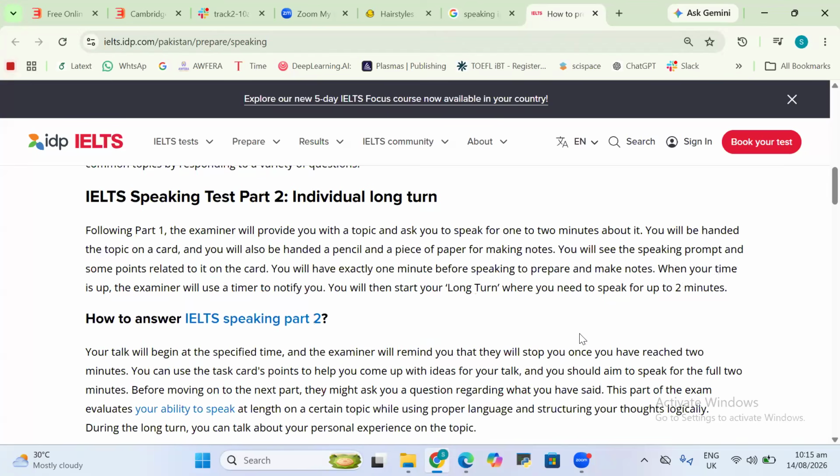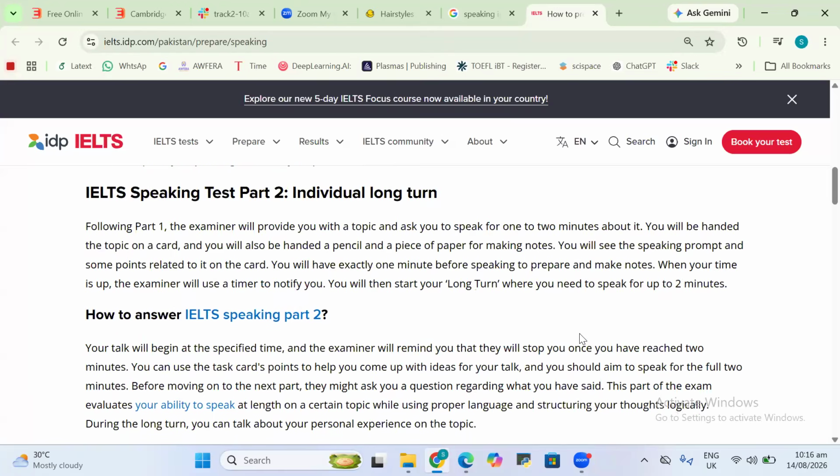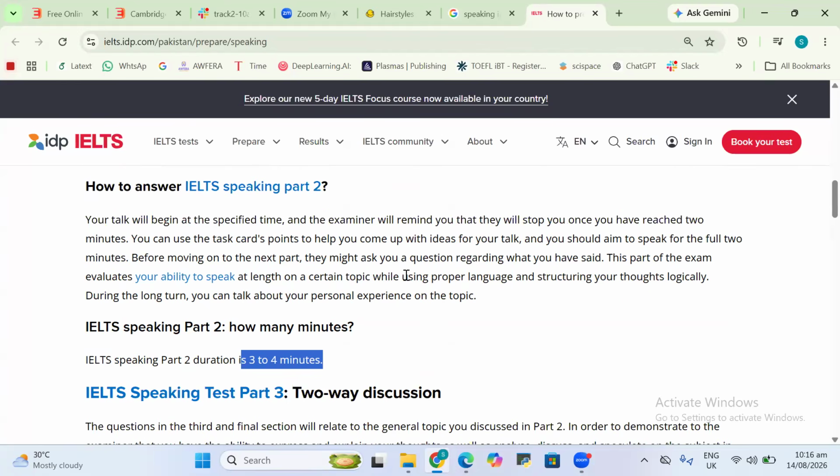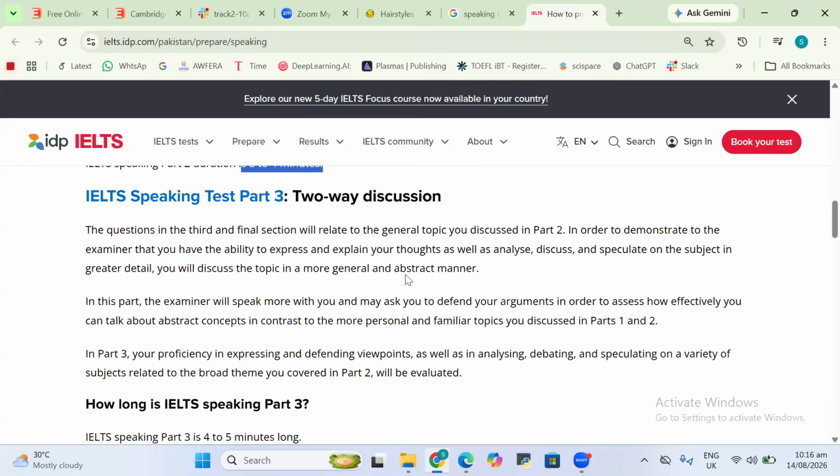Okay, so toward part two. In part two, they also mention the examiner takes 3 to 4 minutes. I mean, 1 minute you just think about your topic, and in a maximum of 2 minutes you can speak. Usually, the examiner stops you when you speak above 1.5 minutes. Okay, so you need to be clear. You need to be focused when you get 1 minute to prepare your cue card.